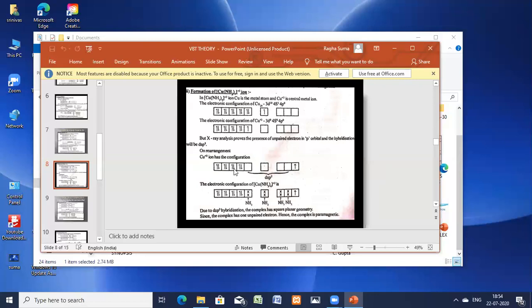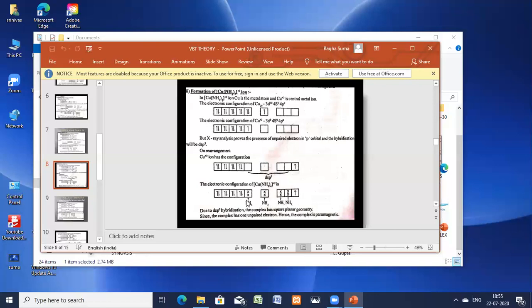So these ammonia ligands will donate. It's a postulate: each ligand is capable of donating 2 electrons. So 4 ammonias will donate 4 pairs of electrons to the empty orbitals of the copper ion. One ammonia has given 2 electrons, this is the second pair, third pair, fourth pair. And the hybridization is dsp2, with 4 ammonia molecules in the 4 corners, square planar geometry.